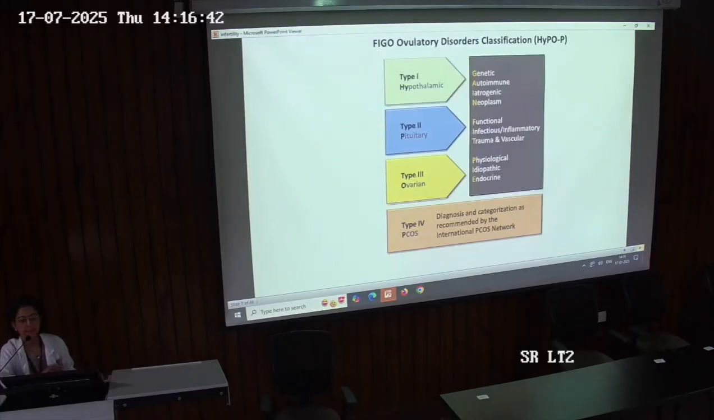The recent FIGO classification of ovulatory disorders, in 2023, is the HyPO-P classification. So type 1 is hypothalamic causes, type 2 pituitary causes, type 3 ovarian, and because PCOS is the most important cause of anovulation, they made a separate category, type 4, for PCOS.